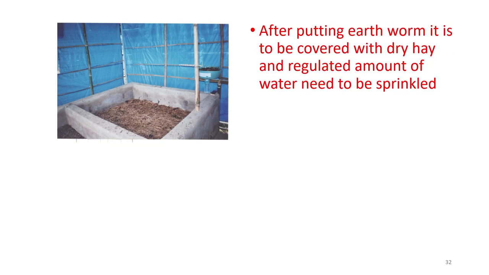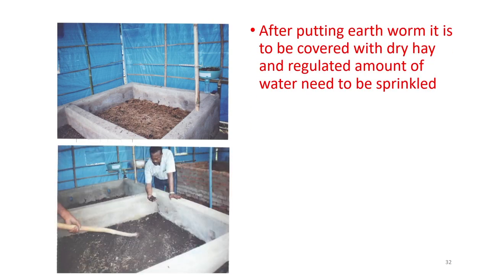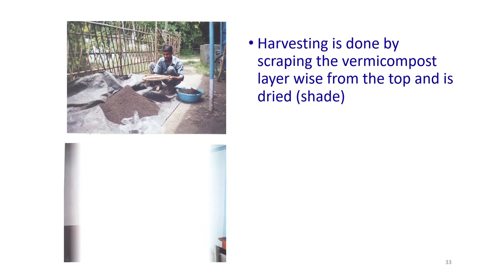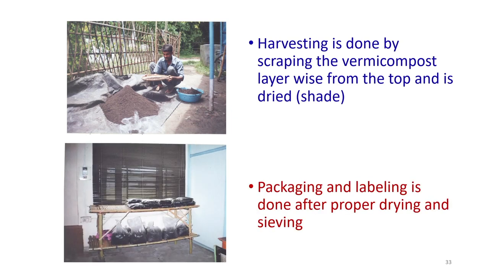Then the vermicompost plant is ready. After putting the earthworms, it is to be covered with dry hay and a regulated amount of water needs to be sprinkled, right? And then the vermicompost will be ready for harvesting after 30 days. So you can see how this is done and how packaging is done finally.